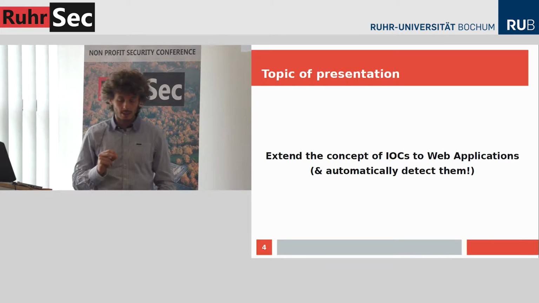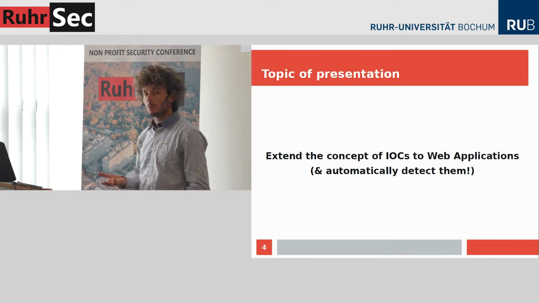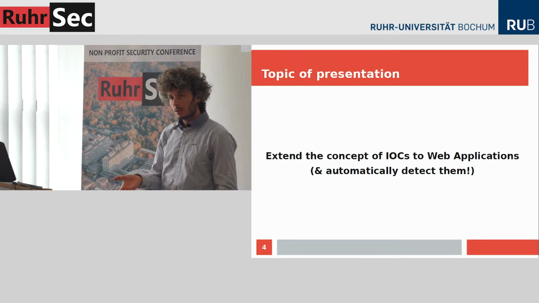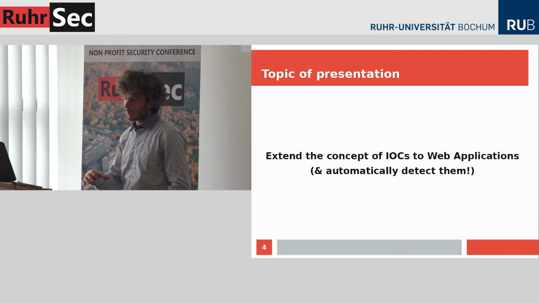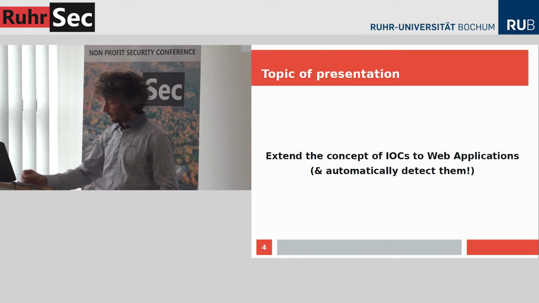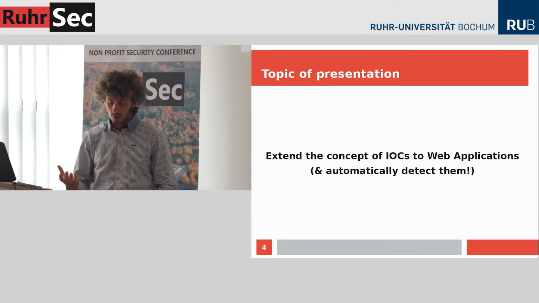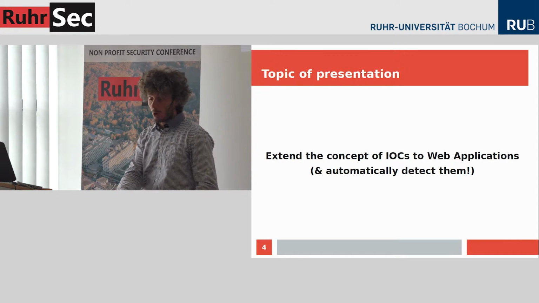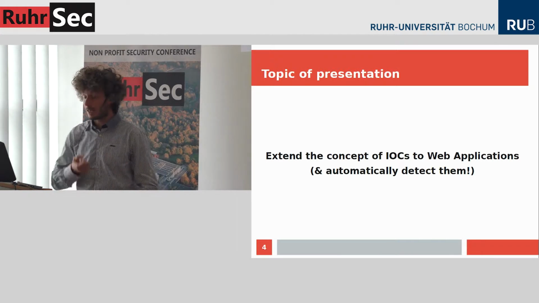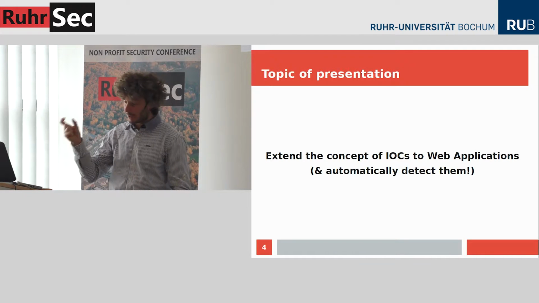So what we did in our work was to extend the concept of indicator of compromise to web applications, which is something new, something I've never seen done before. And on top of that, we also built a system to automatically detect them. And as a consequence, since we are able to detect an indicator of compromise, we are able to detect all those web applications that have been compromised, because they somehow include the indicator of compromise in the web application.